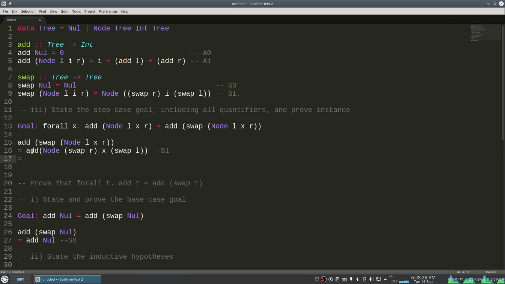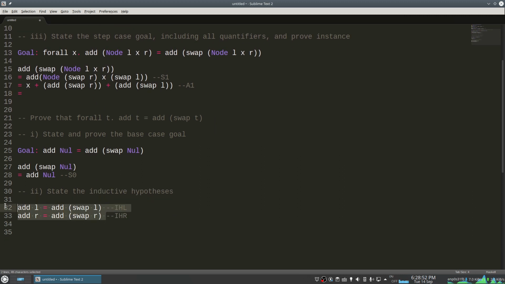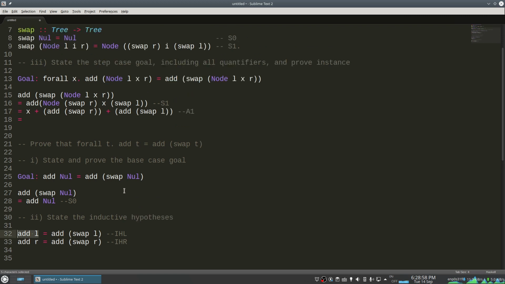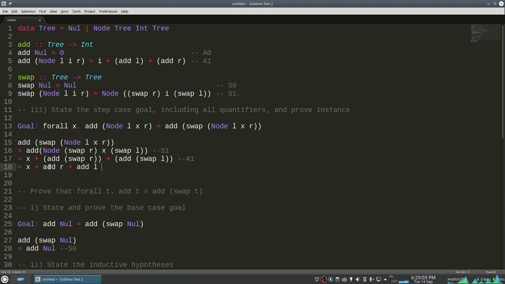And then we can evaluate the add function. So add of a tree is the root node plus the sum of the two children. So X plus add swap R, plus add swap L, by rule A1. Okay, now I can use my inductive hypotheses. So these two statements here, add swap R is the same as add R, and add swap L is the same as add L. So this will be X plus add R plus add L by both inductive hypotheses, IHL, IHR.